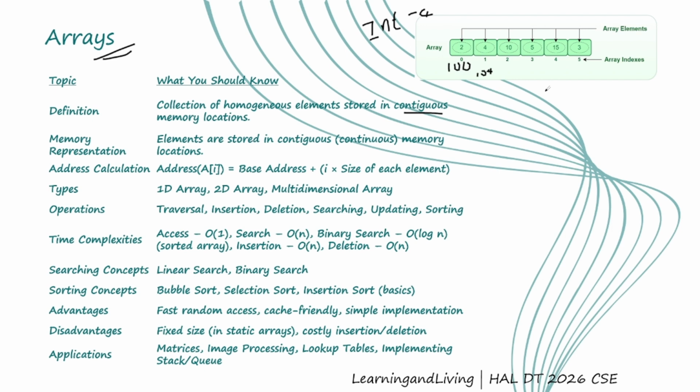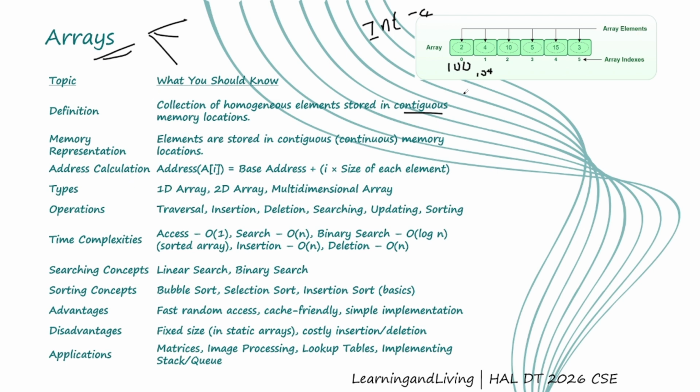So first we have understood what an array looks like. It starts with index 0 and increments. The size of an array should be initialized at the start itself. And then there are different types of arrays: 1D array, 2D array, and multidimensional array.